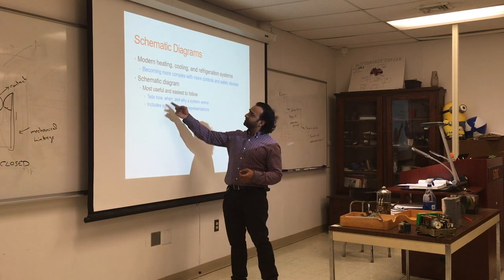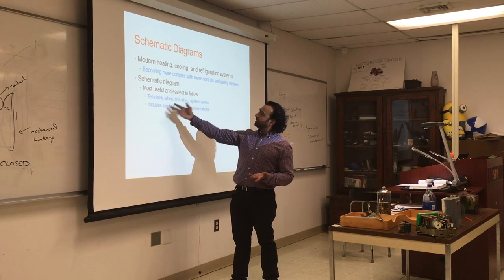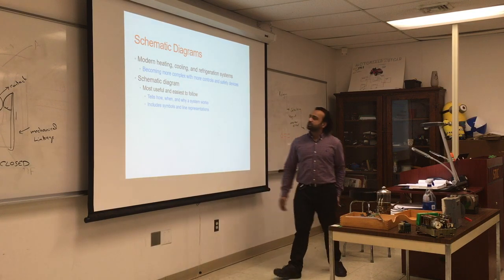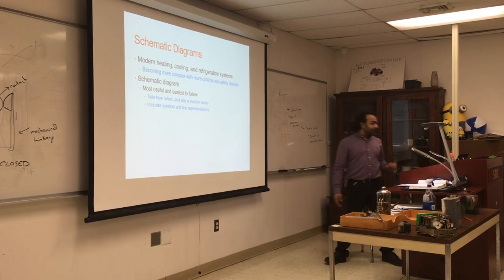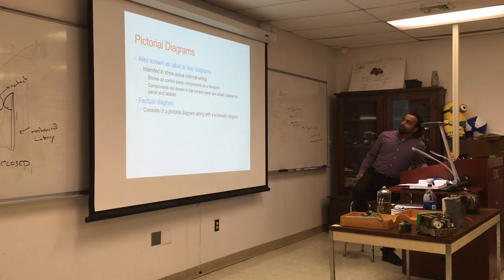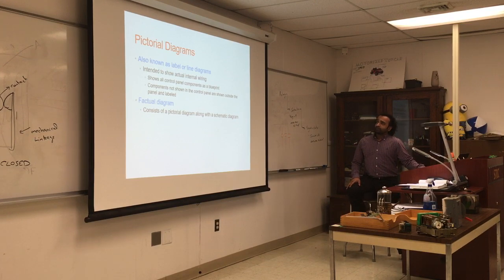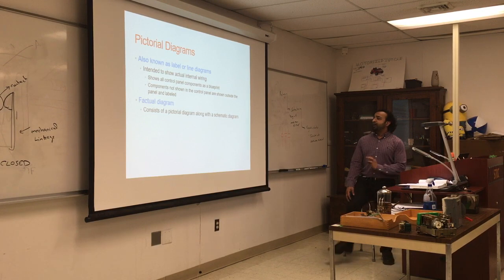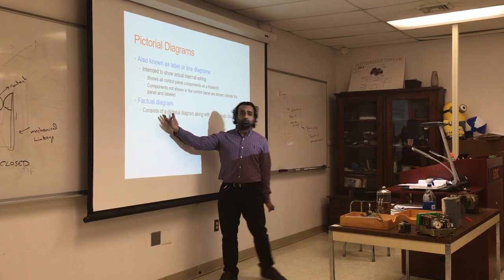So schematic diagrams are the most useful and easiest to follow. They tell how, when, and why the system works. They include symbols and line representation. Pictorials. Those are also called the ladder. The ladder diagrams have line voltage. They show you the components of the blueprint. Where are they located? The factual, that's the one that's overwhelming.